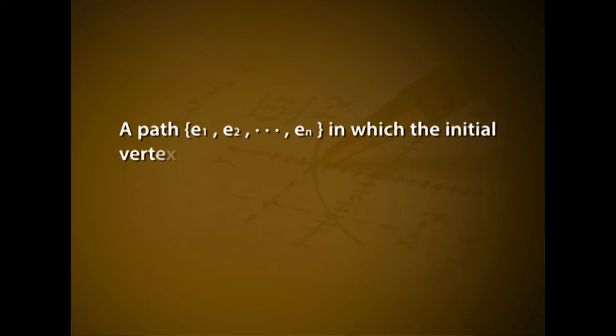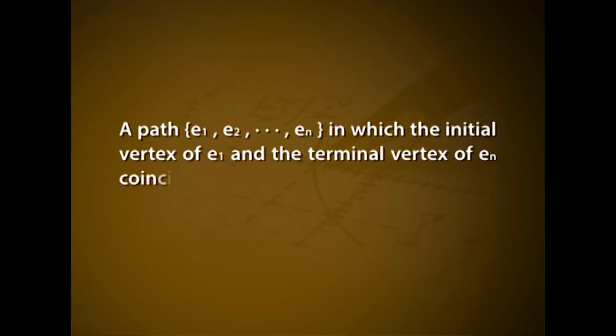A path e1, e2, etc., en in which the initial vertex of e1 and the terminal vertex of en coincide is called a circuit. A circuit in which none of the edges are repeating is called simple. If none of the vertices are repeating, the circuit is called elementary. We can as well describe the paths and circuits as sequences of vertices and edges.